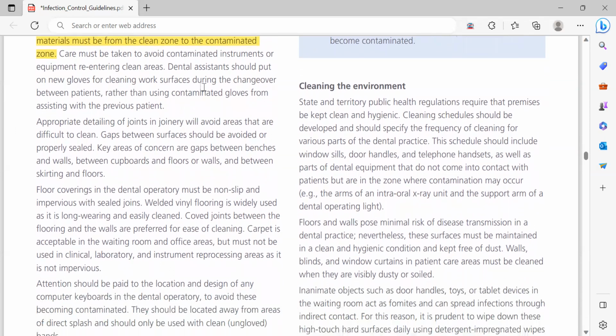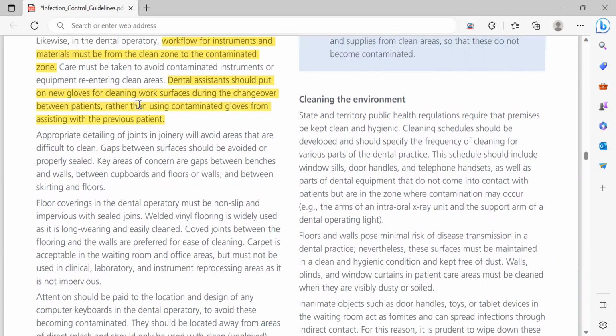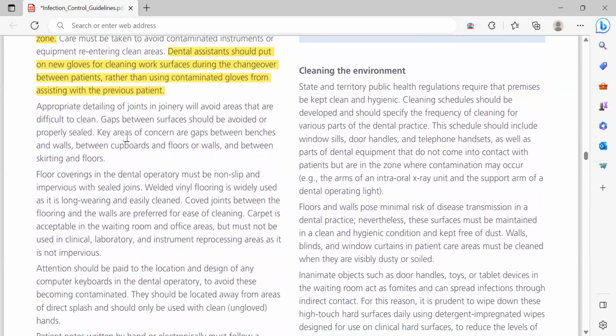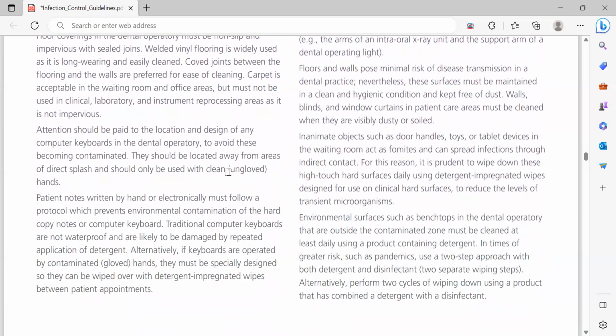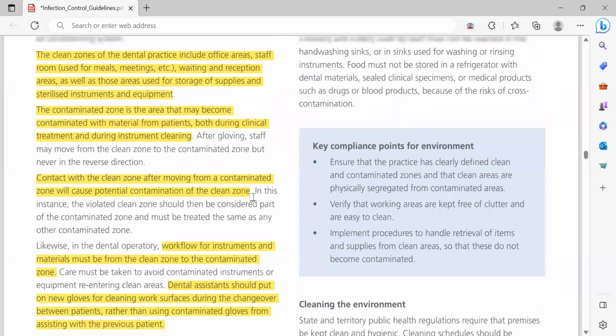Okay, and the dental assistant should put on new gloves for cleaning work surfaces during the changeover between patients, rather than using the contaminated gloves from assisting with the previous patient. So it is very important that they change their gloves, and inappropriate detailing of joints in joinery and gaps between surfaces should be avoided, and seal the cupboards, and everything should be clean. So here they are talking about the premises mainly.